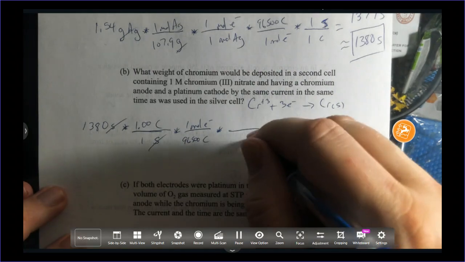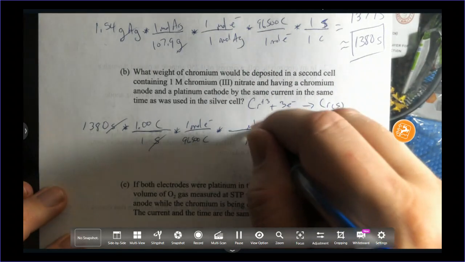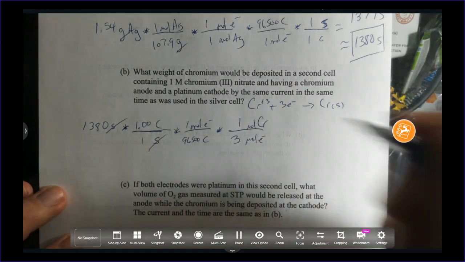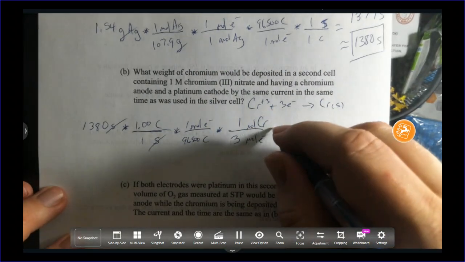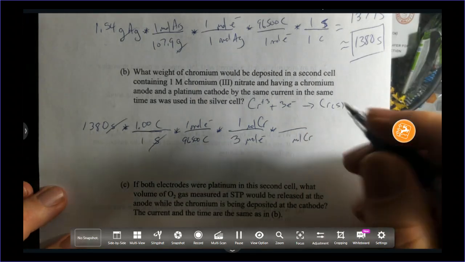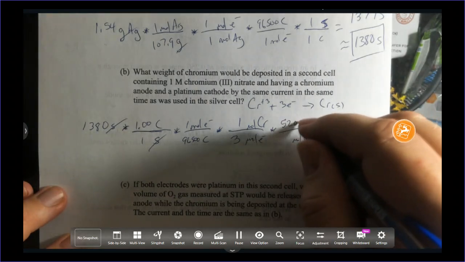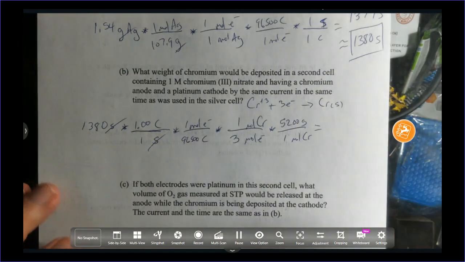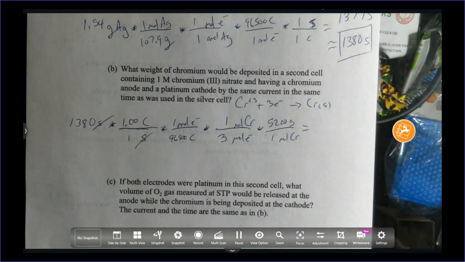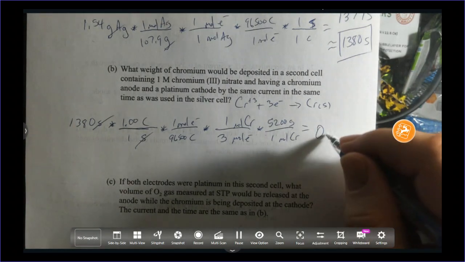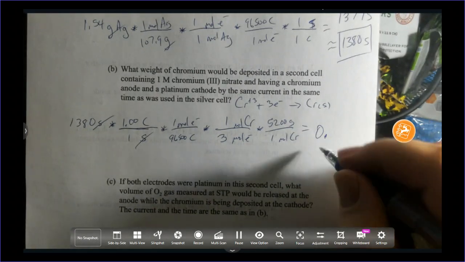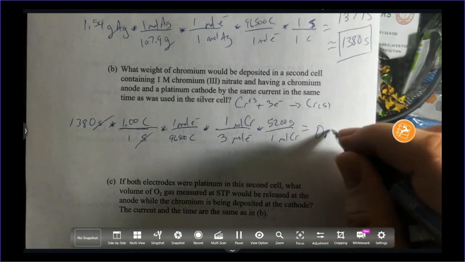So we are going to have different stoichiometry here. So for every mole of chromium, it's going to take 3 moles of electrons. And then finally, moles of chromium, 52 grams per mole. So we do all that. We run the same current for the same amount of time as we did for the silver, but we only get, I'm going to be a little off here because I realized I wrote my number down wrong earlier. It's going to be about this number.